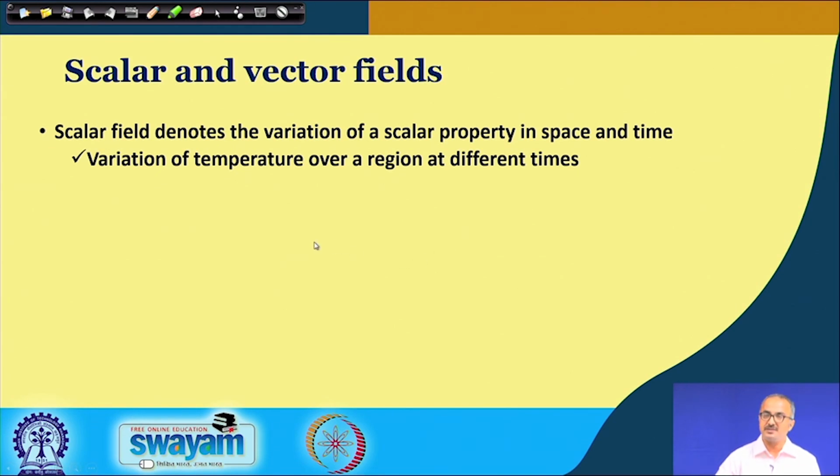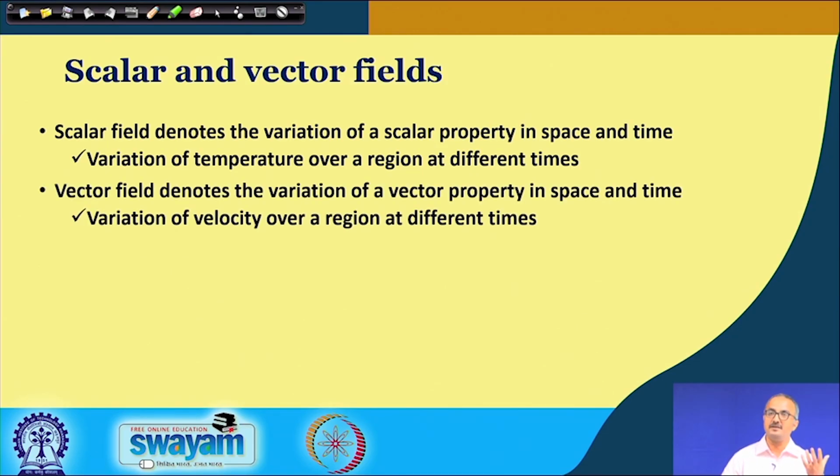Next, we come to scalar and vector fields, and perhaps you know many of this. Let us just reiterate that a scalar field denotes the variation of a scalar property in space and time. For example, if the temperature is varying in a region, for example, in this particular room, we call it a temperature field, and temperature being a scalar, we call it a scalar field. Similarly, we have a vector field, and this shows the variation of some vector property in a particular region. For example, how the velocity is changing within some region at different times. So, this becomes a vector field.